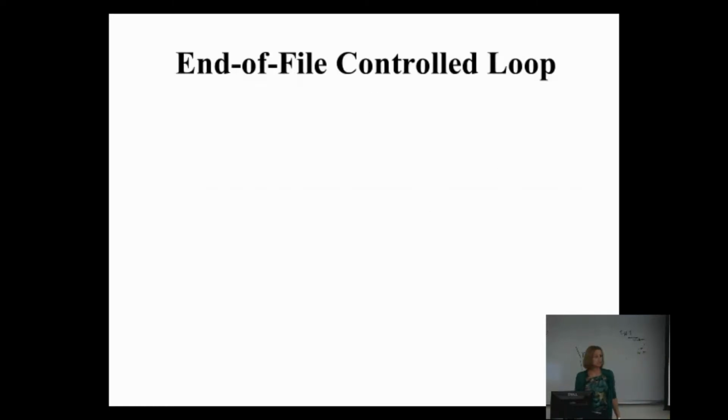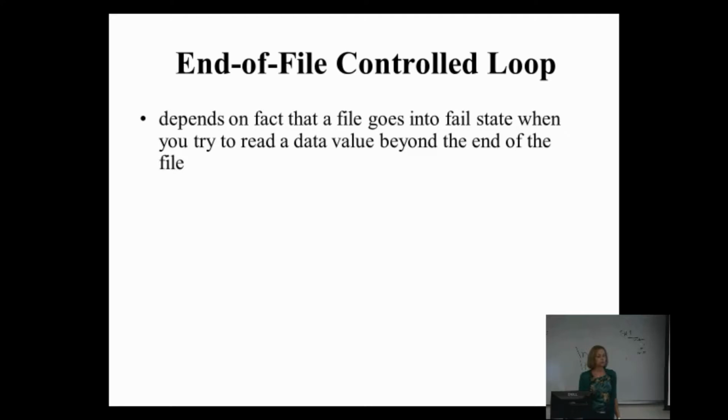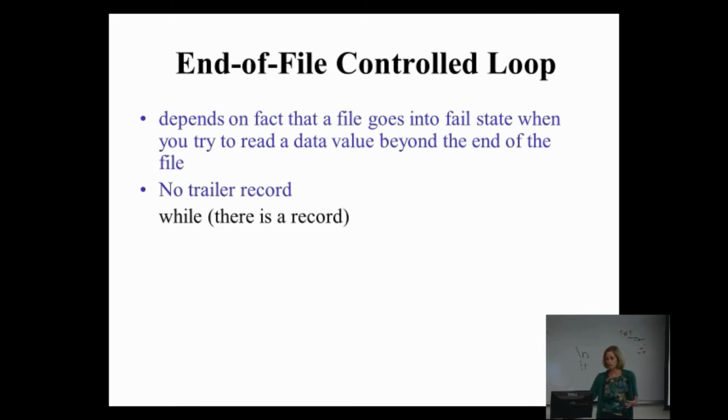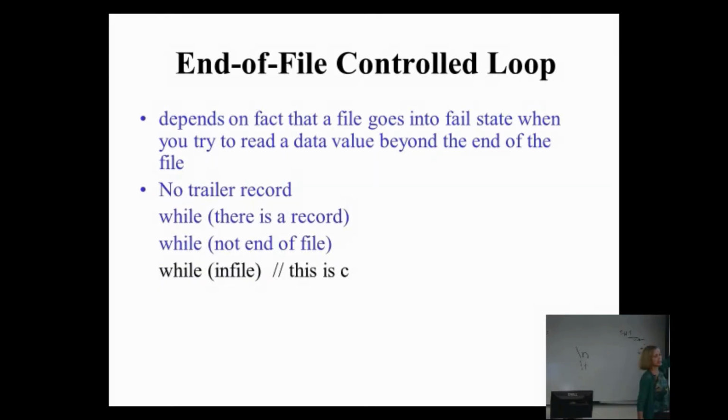But what most of the time our file is going to look like is we're going to use the fact that when you're reading from a file, the file sends a signal that causes the loop to fail, or causes the read to fail, and we call this an end-of-file loop. And this has no trailer record. There's a couple of ways of saying this. A pseudocode way of saying it was while there is a record, while not end-of-file. This is analogous to saying this. So when we're reading from a file, we're typically going to set our while test to look like this. So tell me what this means again, while in file.